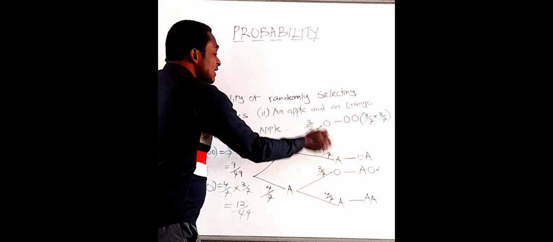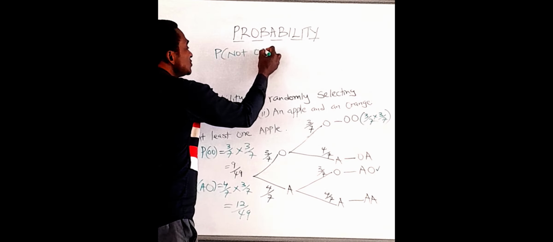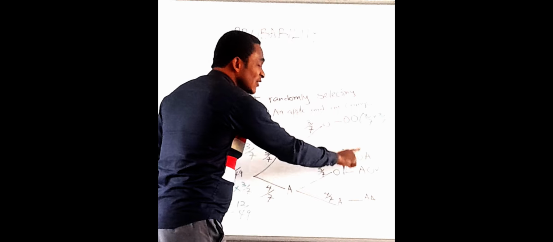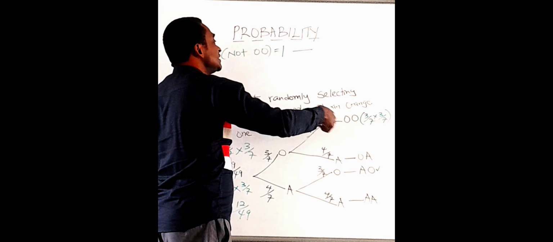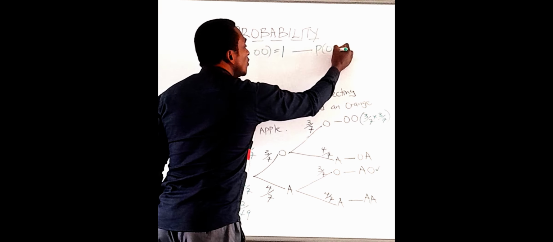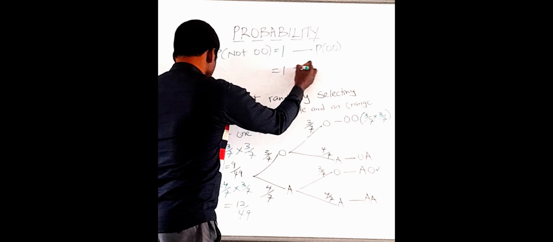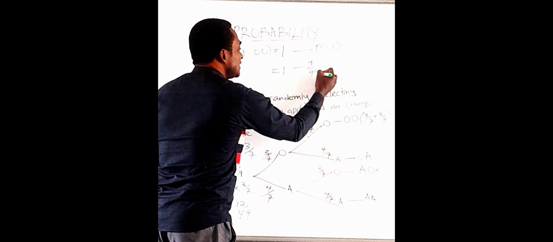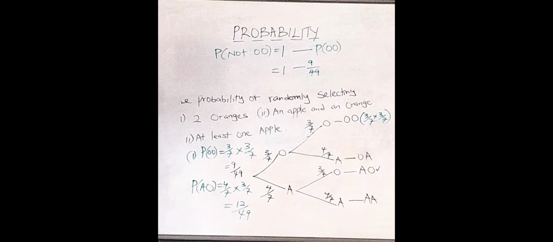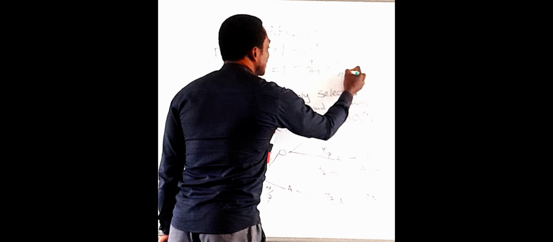So in this case, there's a formula for doing this. We can say probability of not orange, orange, because every other thing is involved except orange, orange. And because the whole thing is involved, we have 1 or 100% minus probability of orange, orange. In this case, we will have 1 minus 9 over 49. And this will give us 40 over 49.